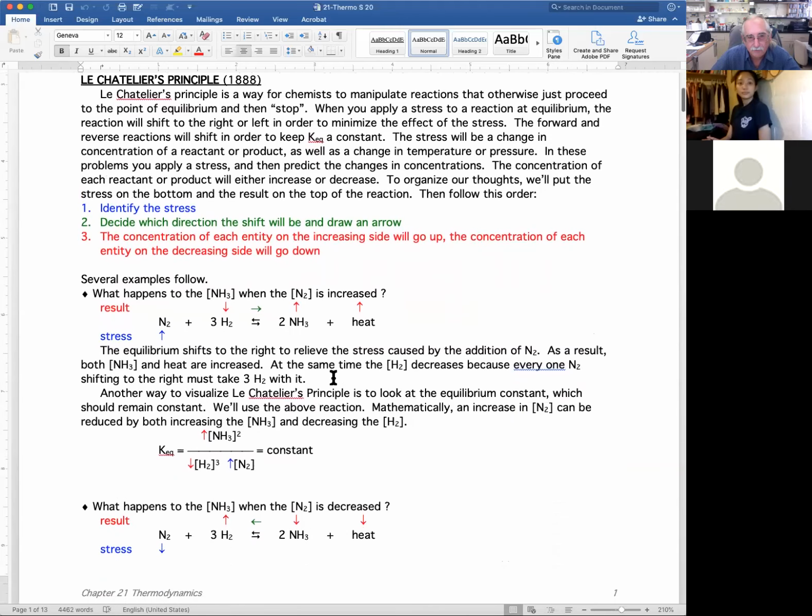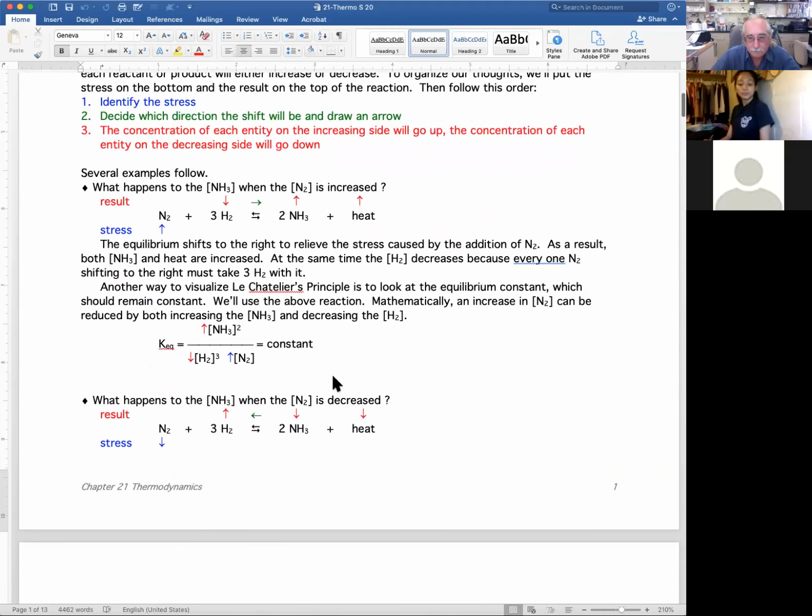And so this is the way I do it, which I might mention is also the best way to do it, because I do it that way. And I'm the best. So you're reading the problem. What happens to the ammonia concentration when the nitrogen concentration is increased? So you have to identify what the stress is. And the stress is that the nitrogen concentration was increased. So I put the stress on the bottom.